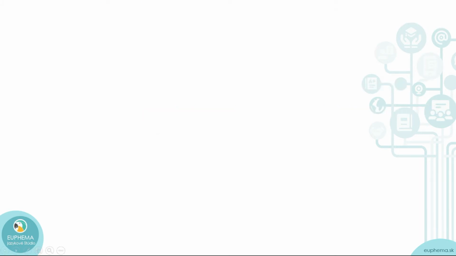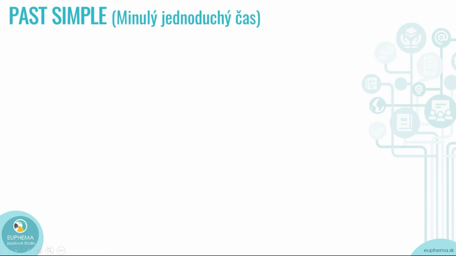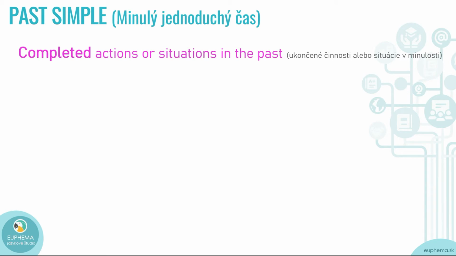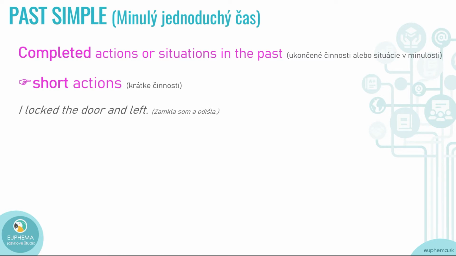Now let's switch to past simple. And this will be much simpler for you because I believe that you already know that we use past simple for completed actions or situations in the past. And we can remember, again, three things about this past simple. We use it for completed actions which were short. For example, I locked the door and left. Yeah? Locked, short. Left, short.